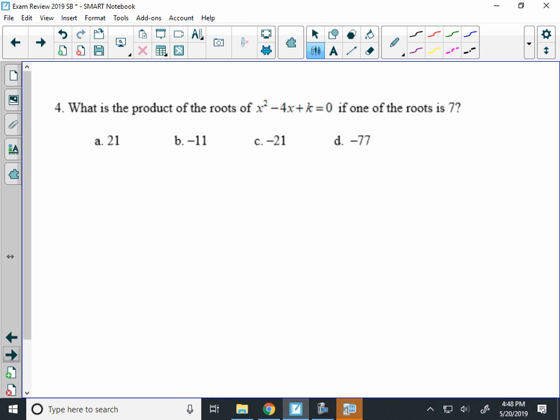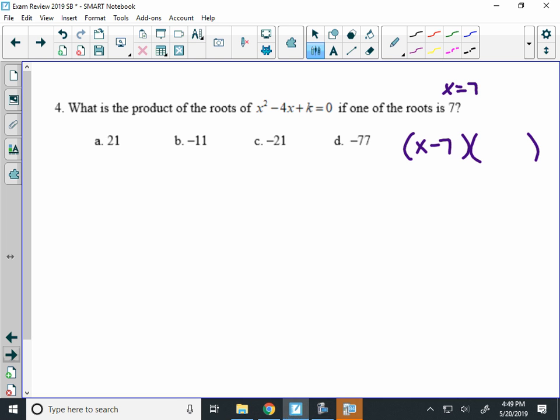All right, a couple multiple choice here for Unit 7. It makes you think a little bit about factoring and solution. It says, what's the product of the roots of x squared minus 4x plus k if one of the roots is 7? All right, now, think about how you would factor this here. If one of the roots is 7, that means it came from a factor of x minus 7, right? I have one of the roots is 7.